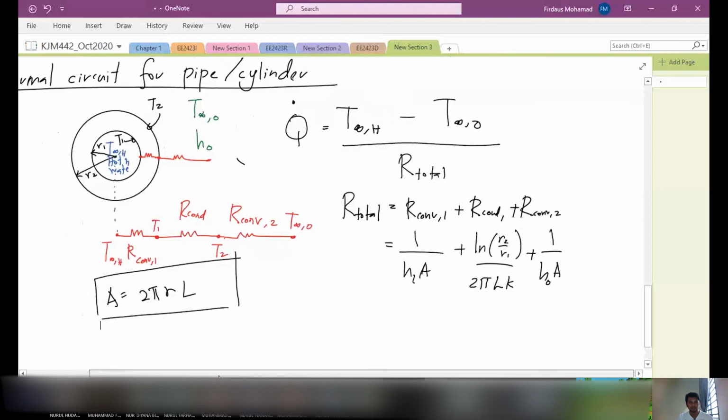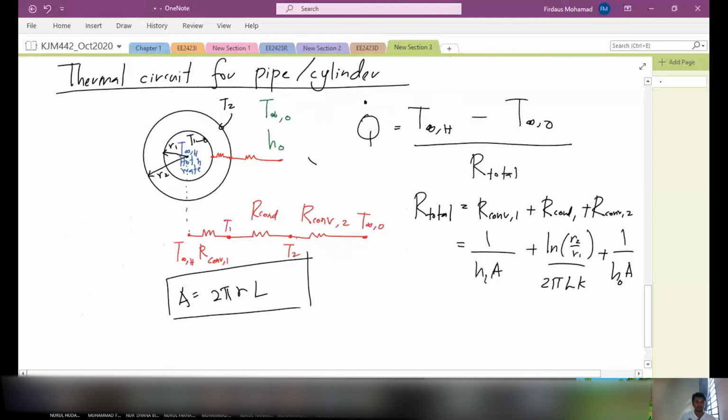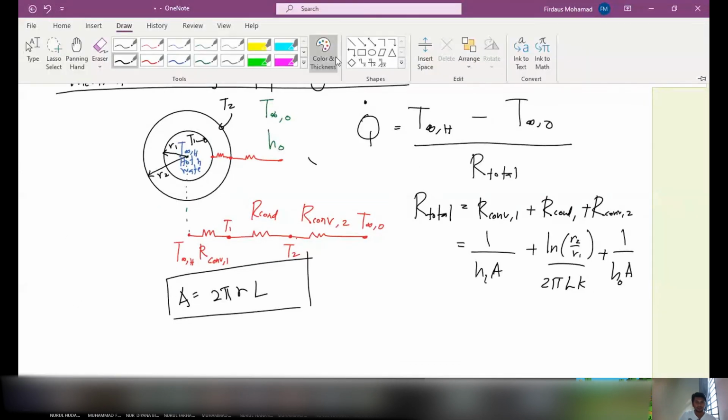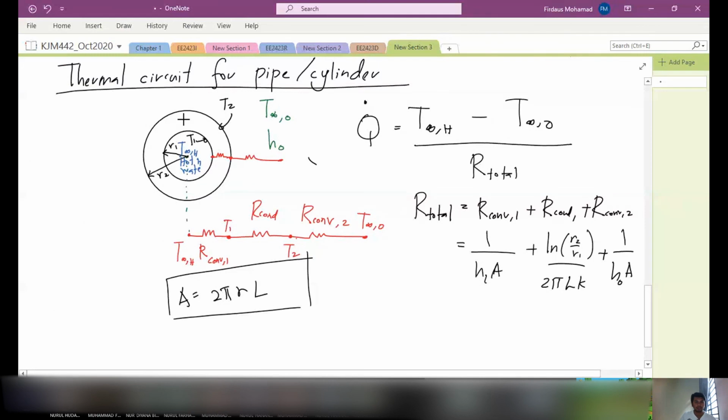So if let's say you have another pipe and you nak insulate this pipe dengan contoh. Okay, so you insulate this pipe and then you akan tambah satu lagi resistor. Sama macam wall, you akan tambah satu lagi resistor through conduction. Boleh? Faham?